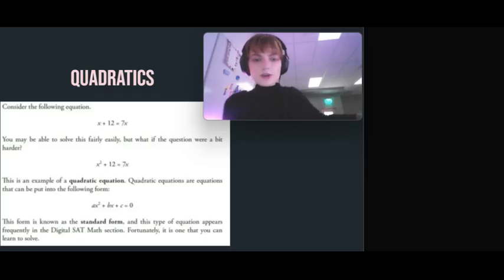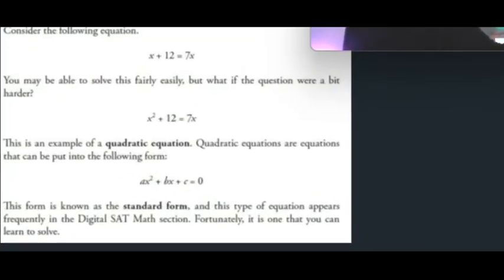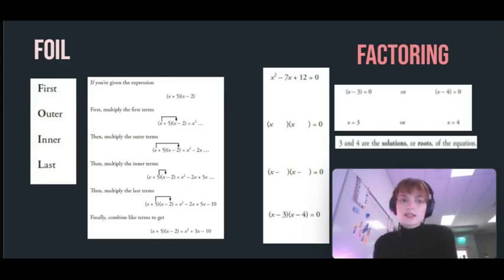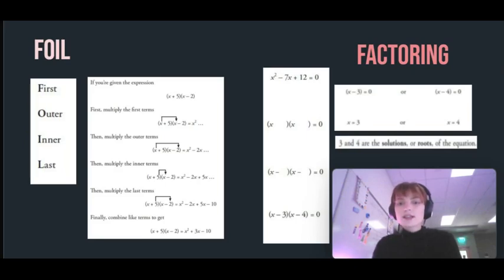Quadratic equations are equations that can be put in the following form: ax squared plus bx plus c is equal to 0. The form above is known as the standard form, and this type of equation appears frequently in the digital SAT math section. Fortunately, it is one that you can learn to solve. So these are the two methods that we will use to solve quadratic equations. First, we'll take a look at the method above, which is factoring.